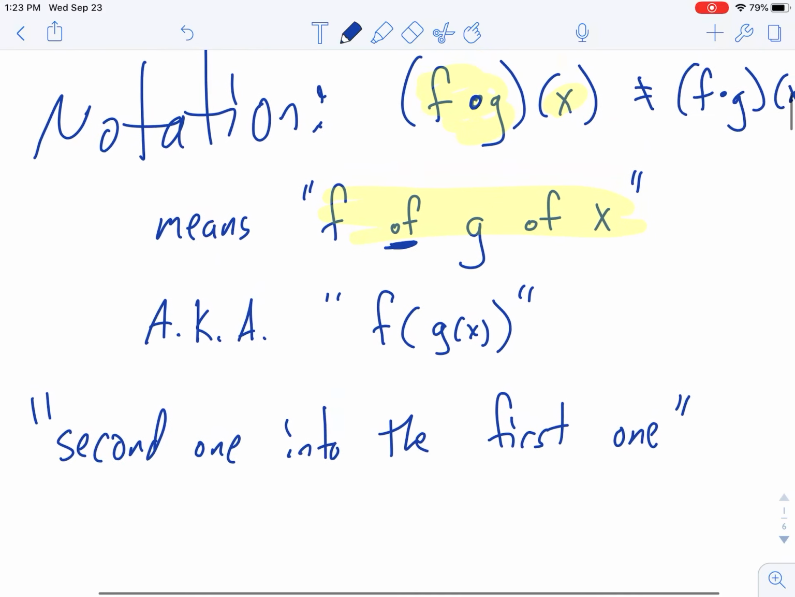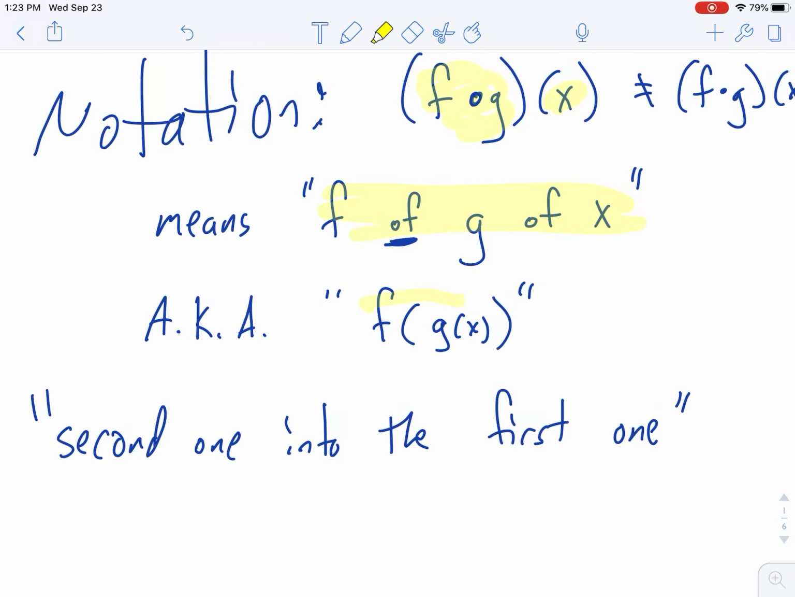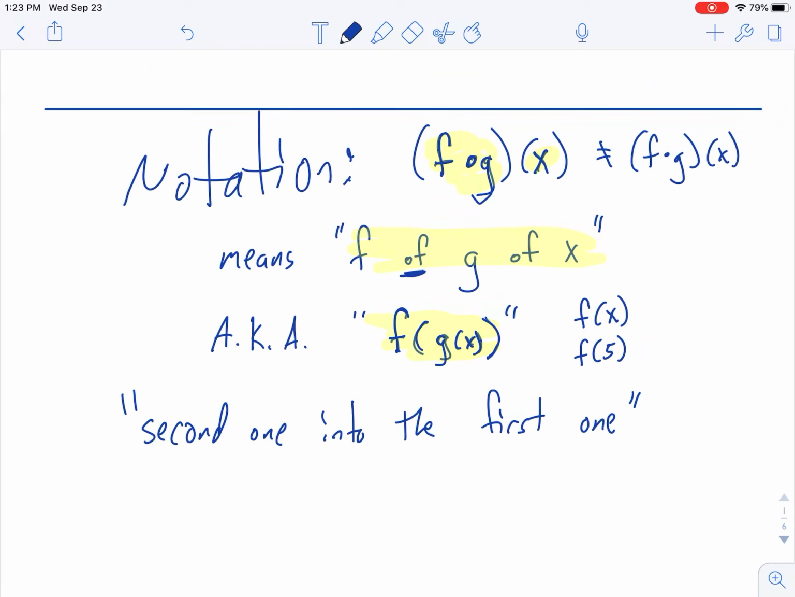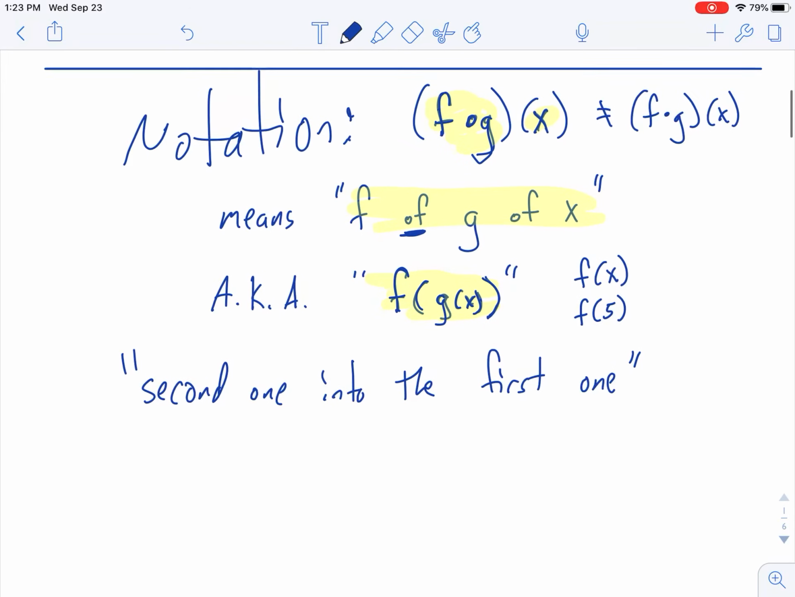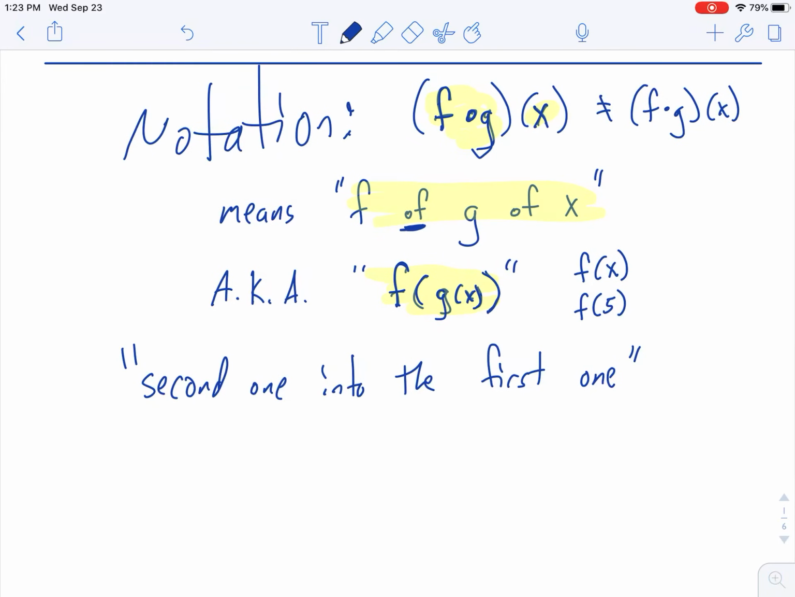Another way to express function composition is like this: f of g of x, like we would say f of x, f of 5. This is f of g of x, just like this is f of g of x. I hope you can see where I was writing up there. So in general, with function composition, you're plugging the second function into the first function.